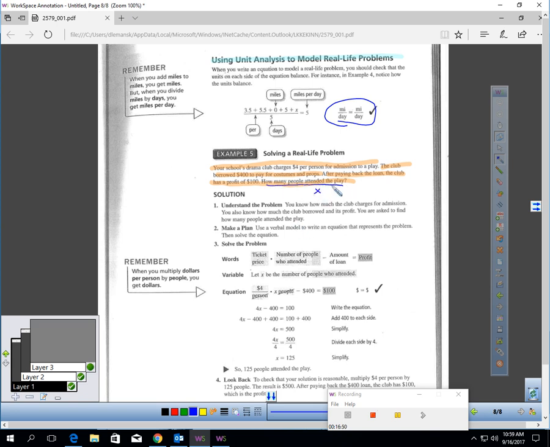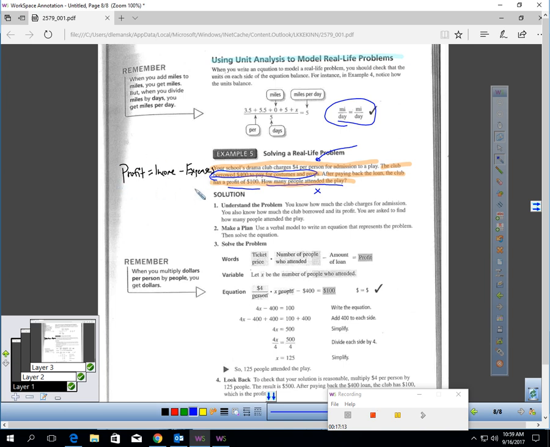So let's think for a minute. They told me my profit. They told me how much we had to spend. They also told me what they charged. So right now I'm thinking, okay, I know my profit, I know what I spent, and I have an idea of what I charged. So I'm thinking profit equals income minus expense.